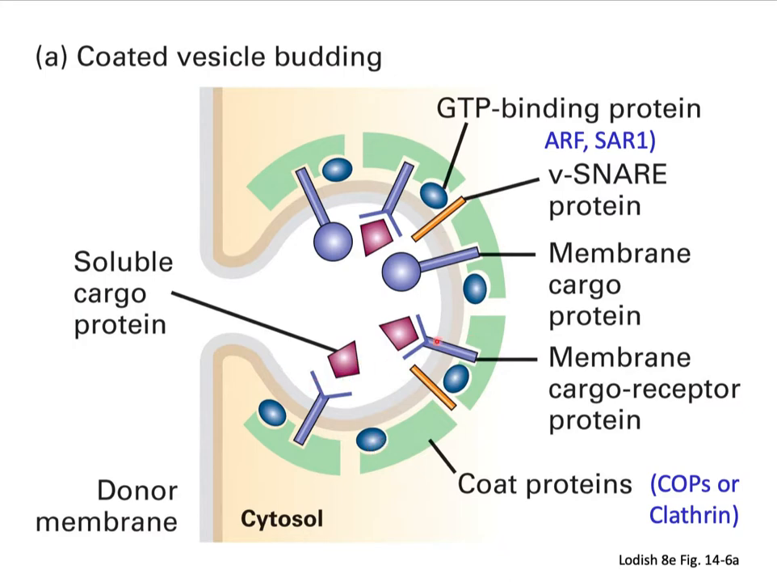The green structures are the part of the coat, COP1, COP2, or clathrin. And you can see there are some transmembrane proteins with the cargo. You can see some soluble cargo that is found associated with this vesicle. These yellow bars are the V snares. As this vesicle is forming, the specific V snares that will interact with specific T snares on the appropriate target membrane are also incorporated into the vesicle.